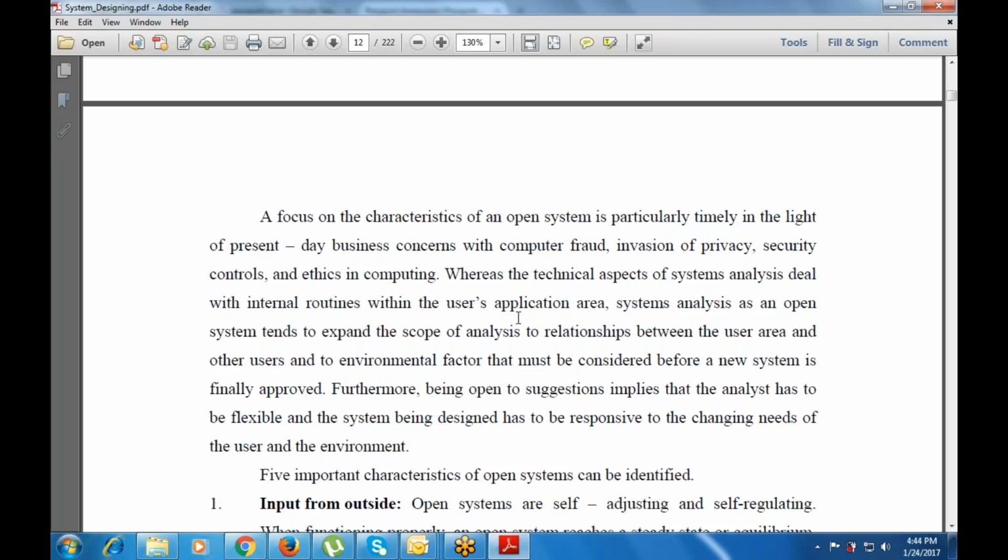Furthermore, being open to suggestions implies that the analyst has to be flexible and the system being designed has to be responsive to the changing needs of the user and the environment.